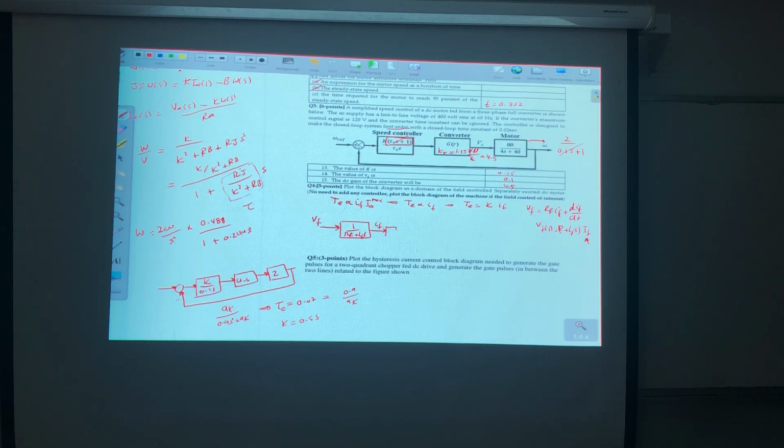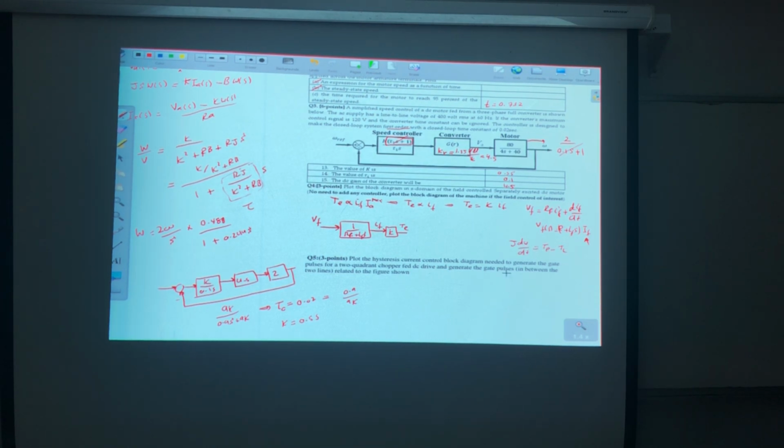After that, I need to represent the machine, you have two parts, electrical part and mechanical part. The first one here specifies the electrical part. If I multiply IF by K, I will get the torque, which is the TE. Now the mechanical part, we know the swing equation, which is J d omega by dt equal TE minus TL.